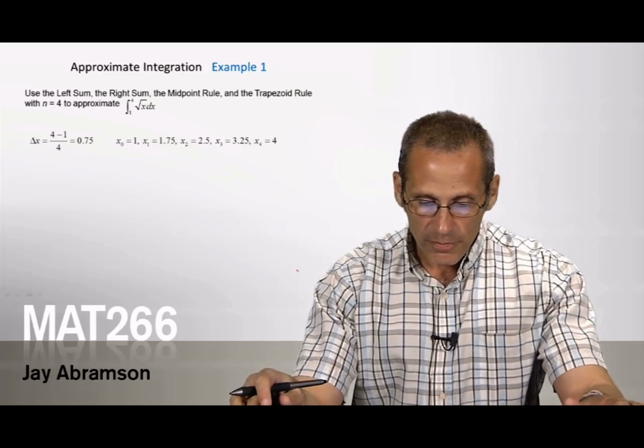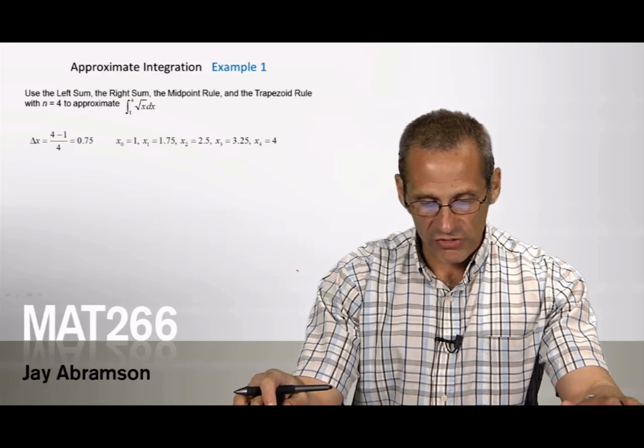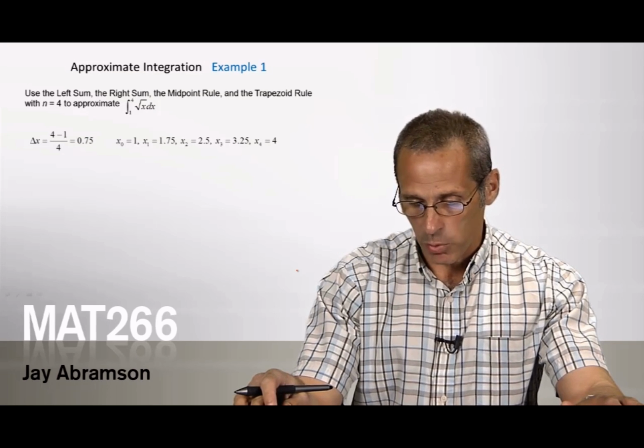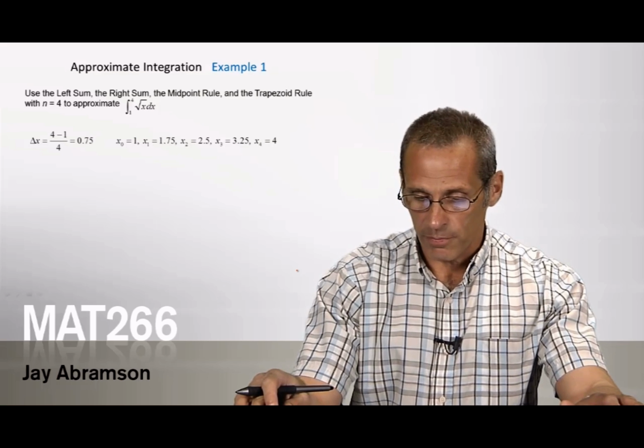x sub 0 is 1. If I add 0.75 to 1, I get the value of x1, 1.75. Add another 0.75, I get 2.5. Add another 0.75, I get 3.25. And finally, I get to the right side of the interval. 3.25 plus 0.75 is 4.